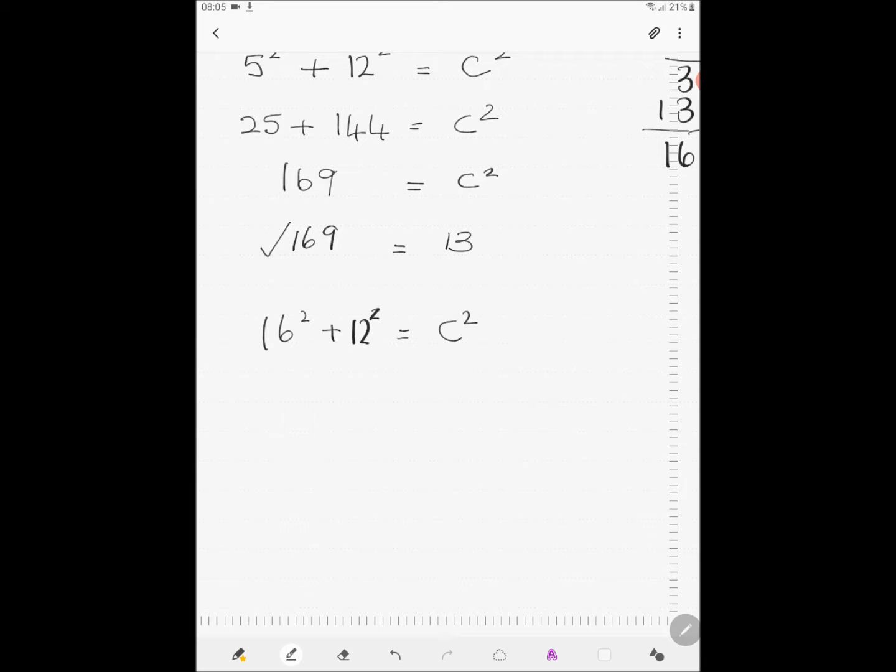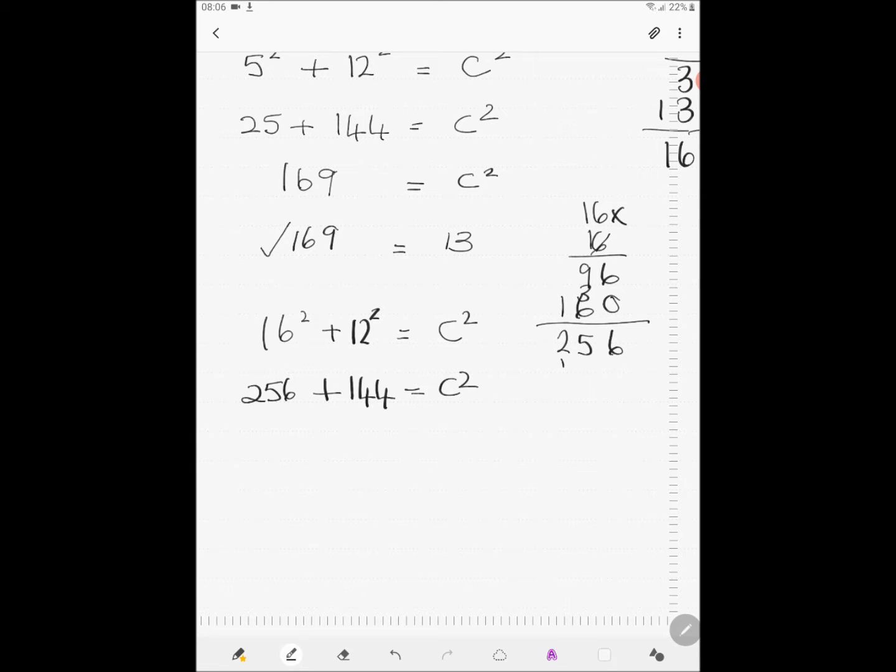So 16 times 16, I don't know my 16 times table, so I'm going to work it out. So 16 times 16, 6 6s is 36, 1 6 is 6, add the 3 gives me 9, place my 0, 6 1s are 6, 1 1 is 1, add it all together, 6 add 0 gives me 6, 9 add 6 gives me 15, 1 add 1 gives me 2. So I've got 256 on this side, which is 16 squared. Add, you all should know this one, 144 is 12 squared.